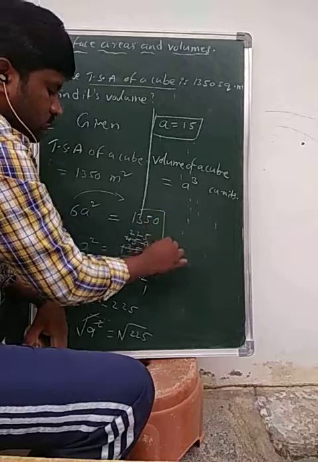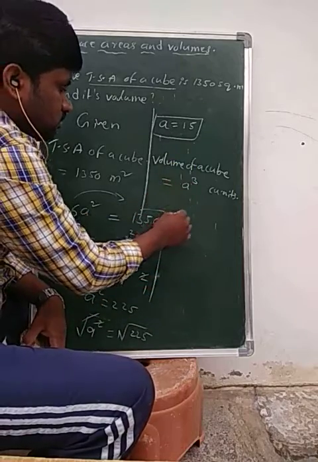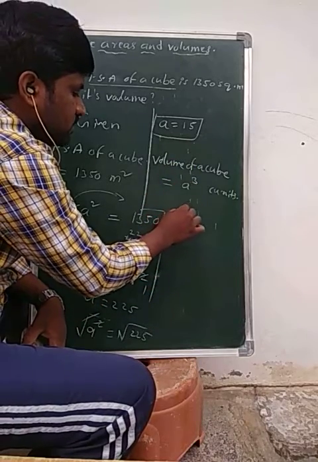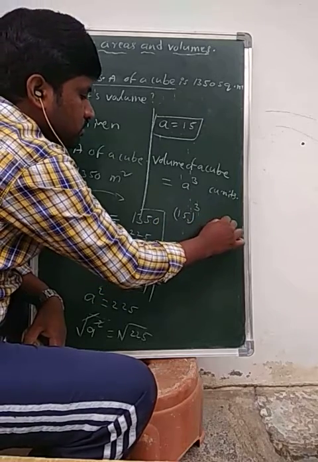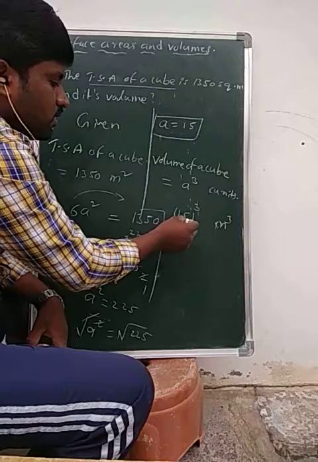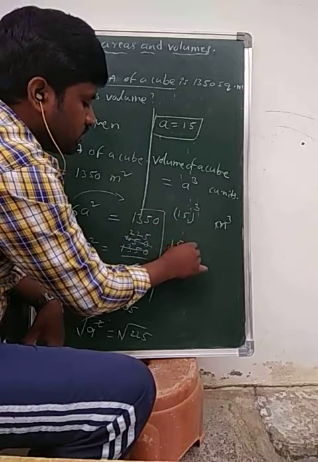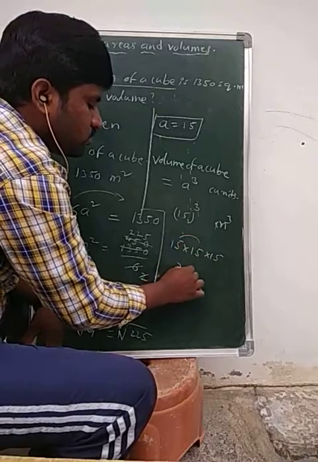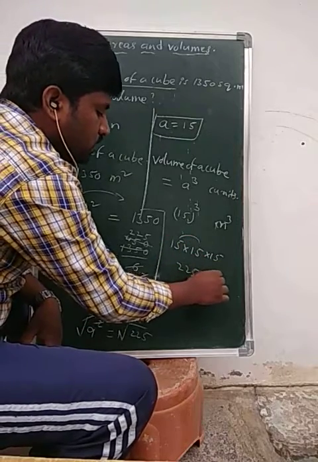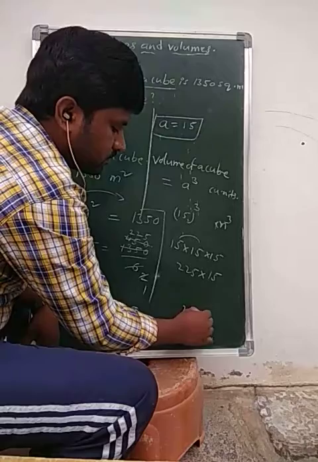Now here we get a is 15 meters, so volume is 15 cubic meters. 15 cube means 15 into 15 into 15. So 15 15s are 225, into 15. Then what happens?